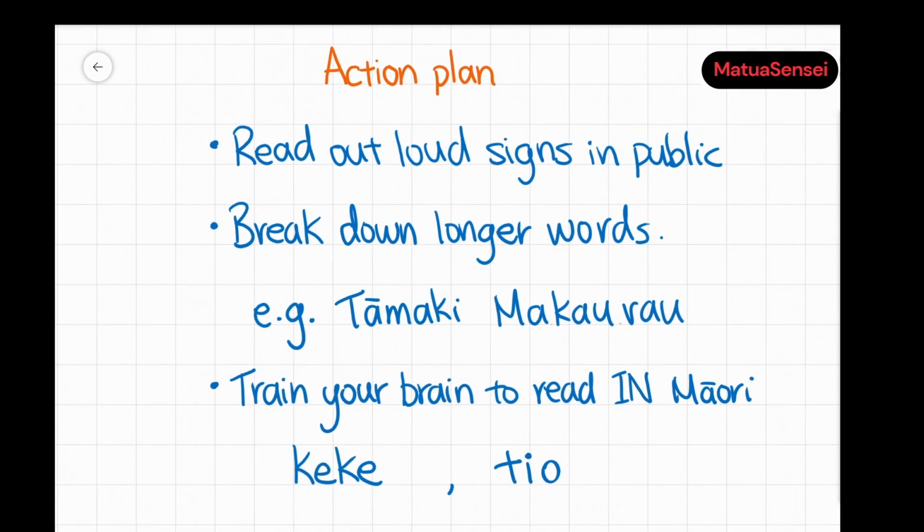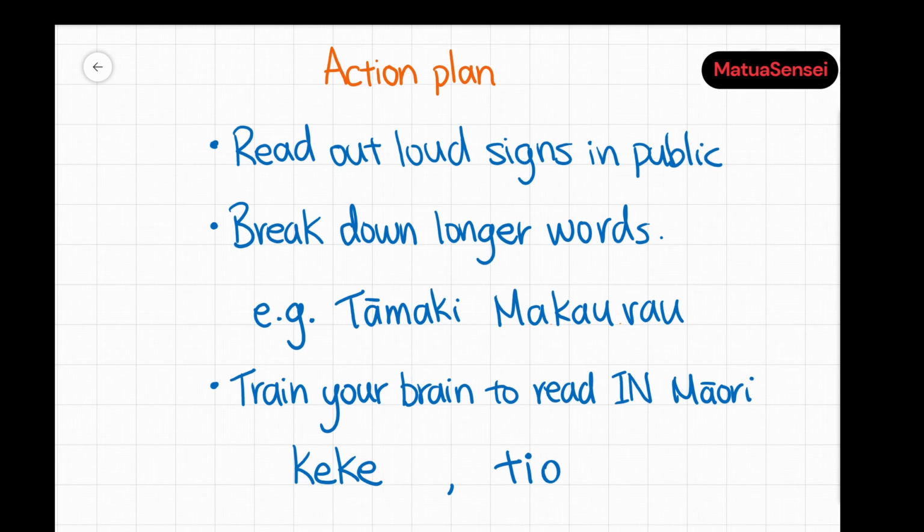All right, now you've learned all this. What are you gonna do? Now, these are the steps I've taken to actually try to improve my te reo, especially the pronunciation. First, read out loud signs in public. In Aotearoa, we are fortunate enough to have a lot of the road signs in Te Reo Māori. So just read it out loud, and that is the easiest thing you can do. Second, break down longer words. Some of the words can be quite long, it might be daunting, but just break it down with sounds.